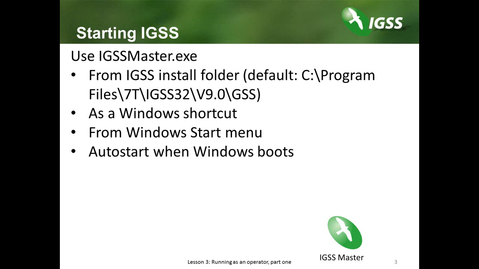Starting IGSS. The IGSS Master program starts the IGSS, and you can access the IGSS Master program from the following places. The IGSS install folder. The default path for an IGSS installation on a local machine is the 7T folder under Program Files. You can also access the IGSS Master as a shortcut, if a shortcut has been created, of course. Finally, you can start IGSS from the Windows Start menu, as you can all Windows-based programs. You could also set up a job to start the IGSS Master when Windows starts.